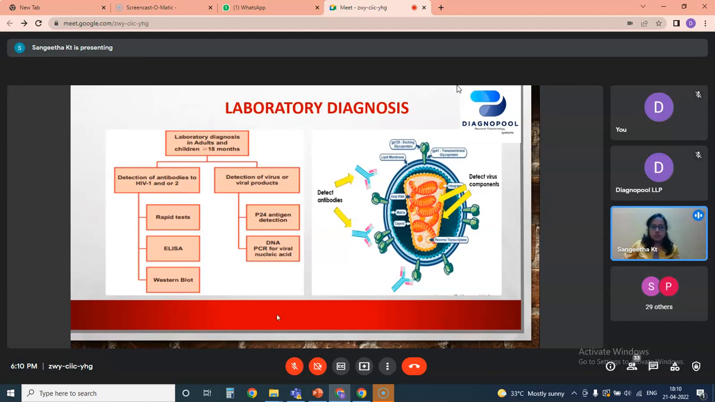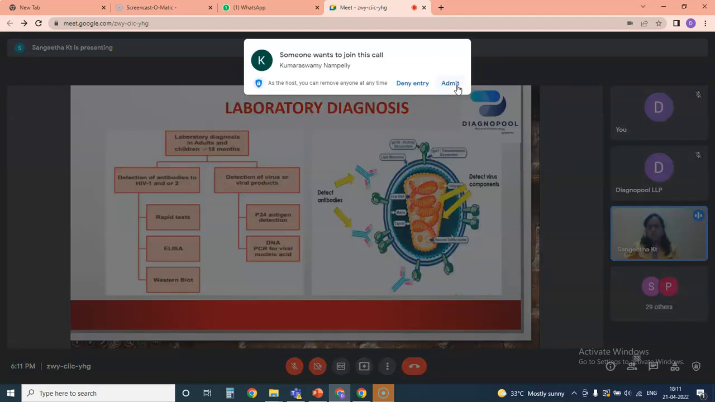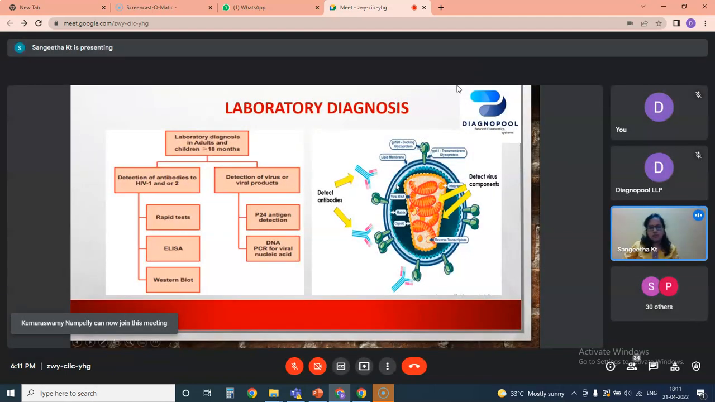So now coming to our main topic of today's discussion, laboratory diagnosis. Once we understand the structure of the HIV virus and its pathogenesis, it will be easy for us to understand the various diagnostic aspects. When we talk about laboratory diagnosis in adults and children more than 18 months, there are two strategies. Mainly one is the detection of antibodies to HIV-1 or 2, and the other is detection of the virus or the viral products. So what are the different methods for detection of antibodies?